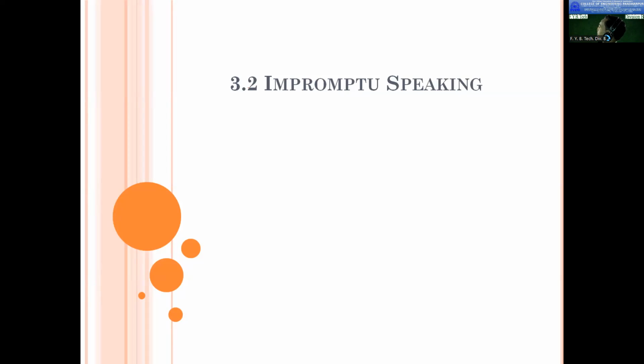No difficulties. Okay. Then 3.2, that is impromptu speaking, or some people also call it extempore speeches. What is this impromptu speaking or extempore speech? That is again part of your communication, and you have to be ready for such kind of things. So in other words, I will tell you on the spot.